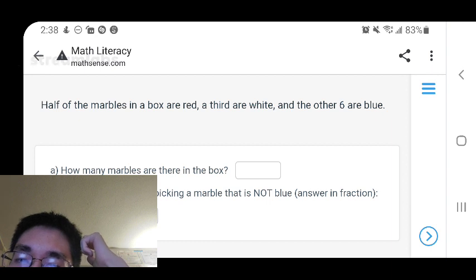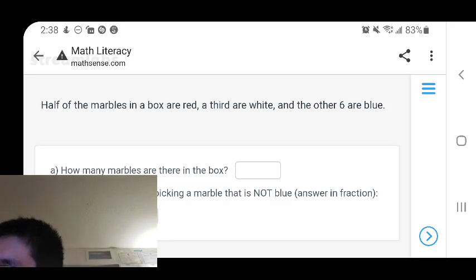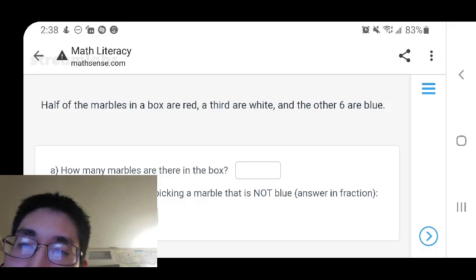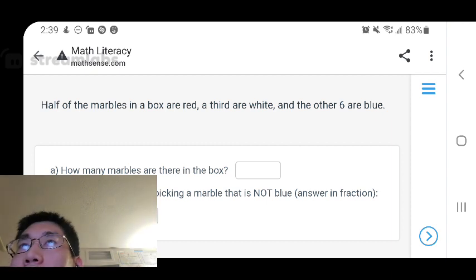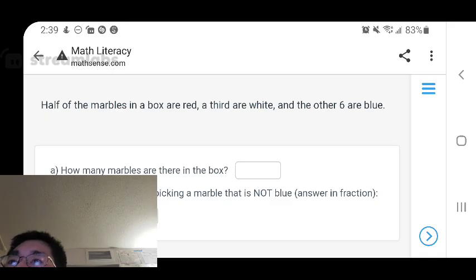Let me reread. A third are white, and the other 6 are blue. How many marbles are there in the box? I mean, I can find the probability of picking a marble that's not blue.